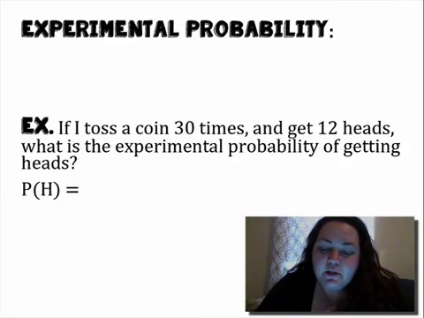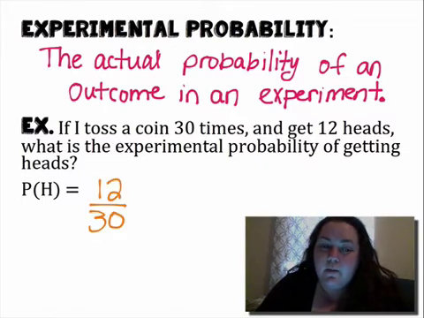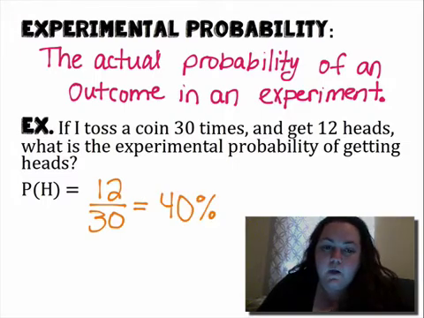Alright, so experimental probability is the actual probability of an outcome in the experiment. So what actually happened, what did happen. If I toss a coin 30 times and get 12 heads, what is the experimental probability of getting heads? Well, in the experiment I got 12 out of 30 heads, so 12 out of 30, or 40%.